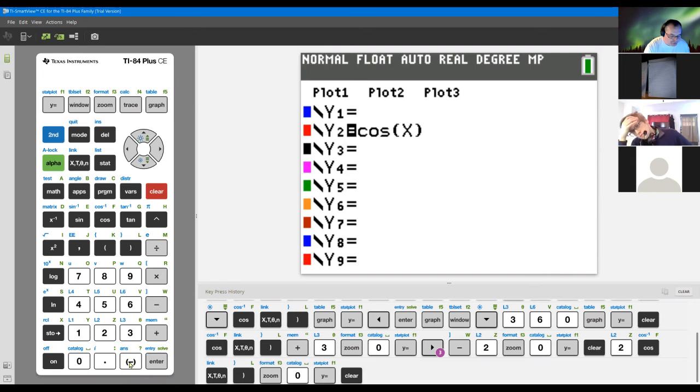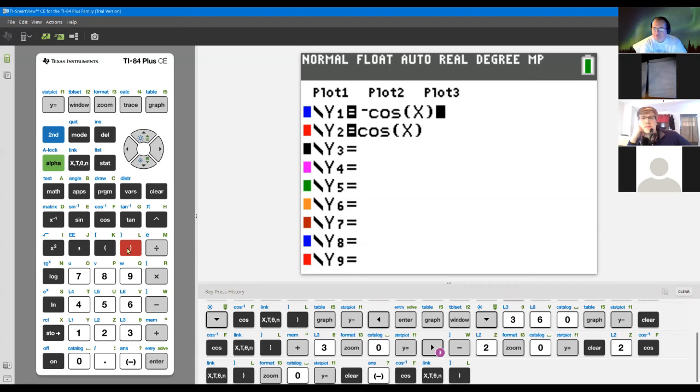And I'm going to use the negative symbol, not the subtract, they look very similar, but the negative symbol. So this is negative cosine x. Now this is definitely a reflection. But there are two axes it could be. One of them could be the x-axis, one of them could be the y-axis, right? Which one is negative cosine x going to be a reflection in?